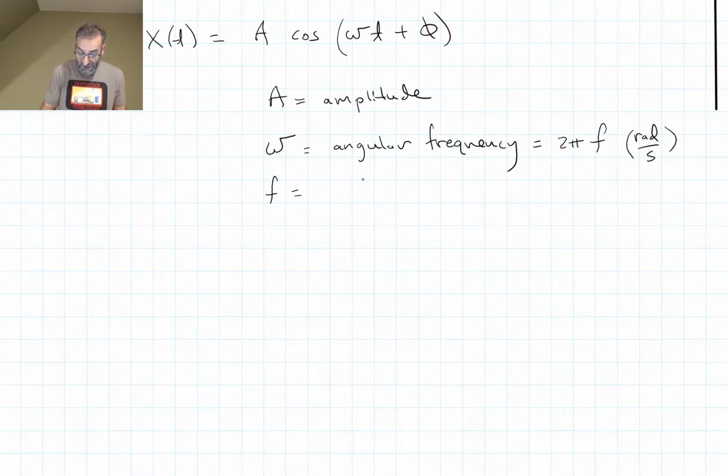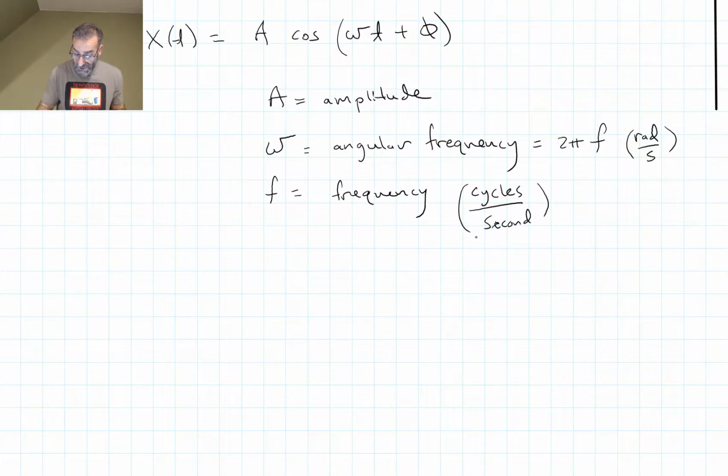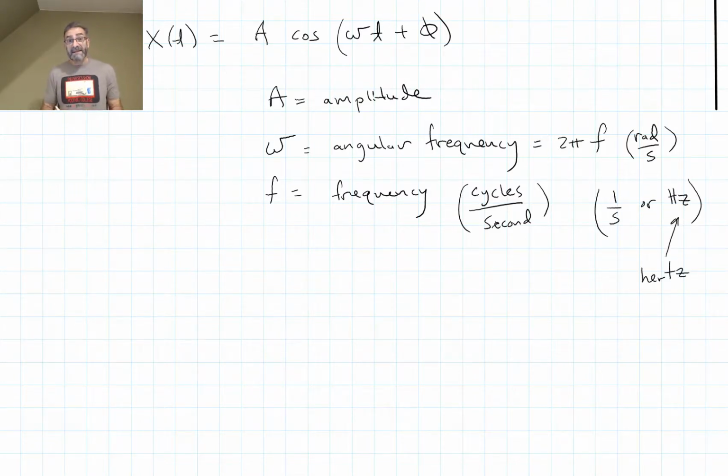F is our frequency. That tells us how many cycles our mass completes in a given amount of time. Cycles per second or a minute or whatever our time unit is. Usually we use seconds. And of course, cycles isn't a unit. This is just 1/seconds, or hertz. Hertz is the same as 1/seconds.